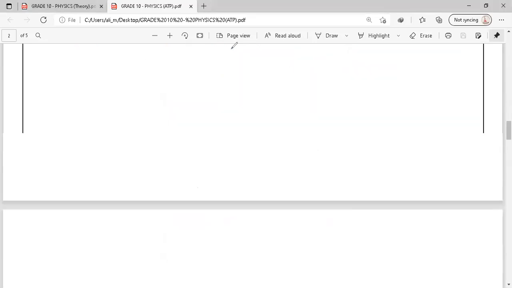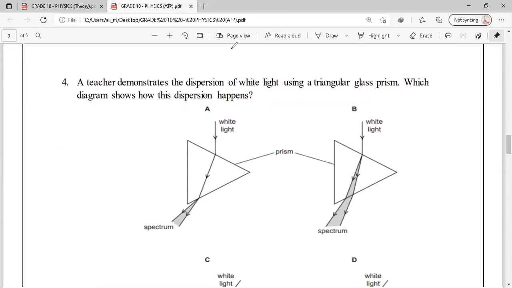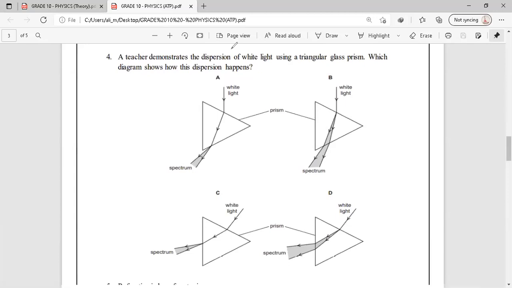Then we have question number 4. So in this question, a teacher demonstrates the dispersion of white light using a triangular glass prism, which diagram correctly shows the dispersion happens. So we know that white light consists of 7 colors, and each color has different wavelength and different frequency. So the bending depends on the frequency. Greater the frequency, the larger the amount of bending will occur.